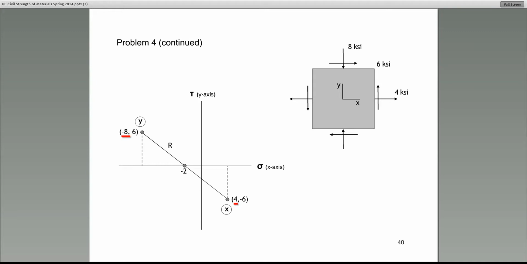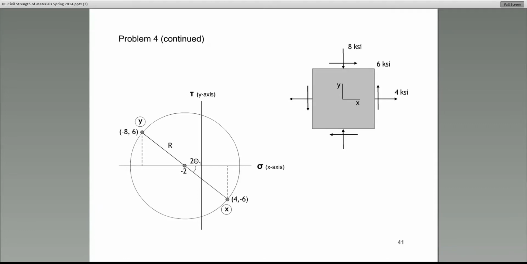What do we do next? Well, next thing that you do, you create the circle. And when you draw it, it does not have to be a perfect circle. Just draw the circle, approximately. All right? Now, remember, guys, what they asked us to do. They said, please find the principal stresses. Find the principal stresses. And I will show you.